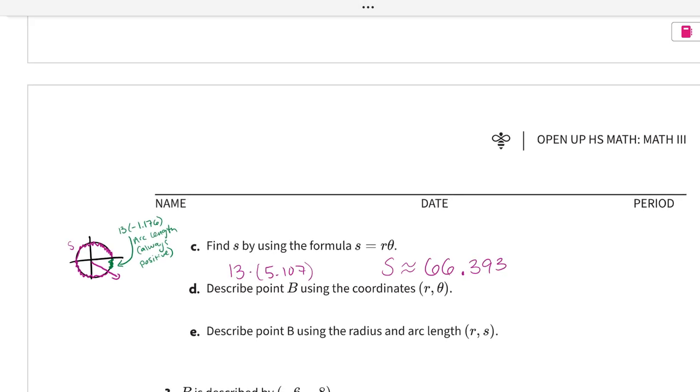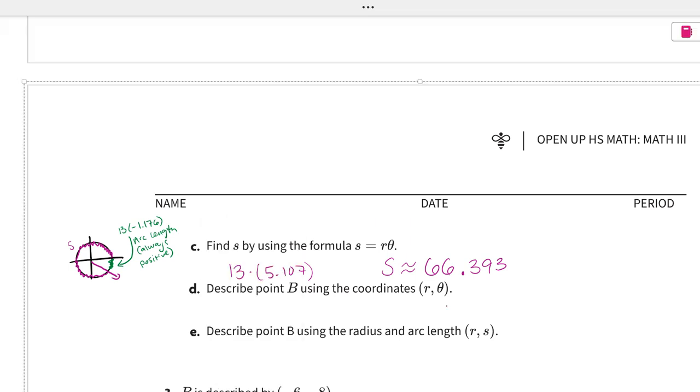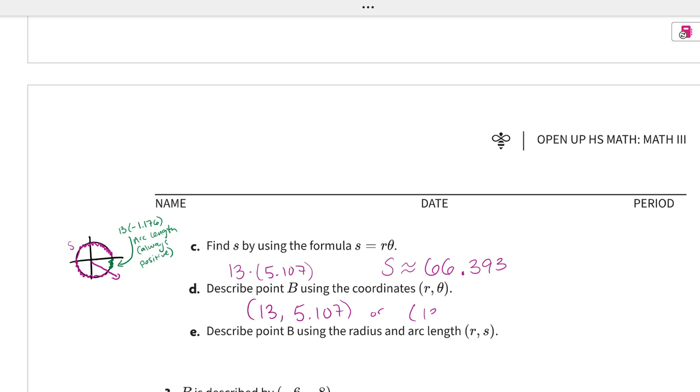Okay, so describe point B using our theta. Again, we actually could have two answers. I'm going to use our positive theta, so 13 for r, 5.107 for theta. But you could use 13 and then negative 1.176. That's okay as well. Describe point B using the radius and arc length. So 13, and I'm going to use 66.393.